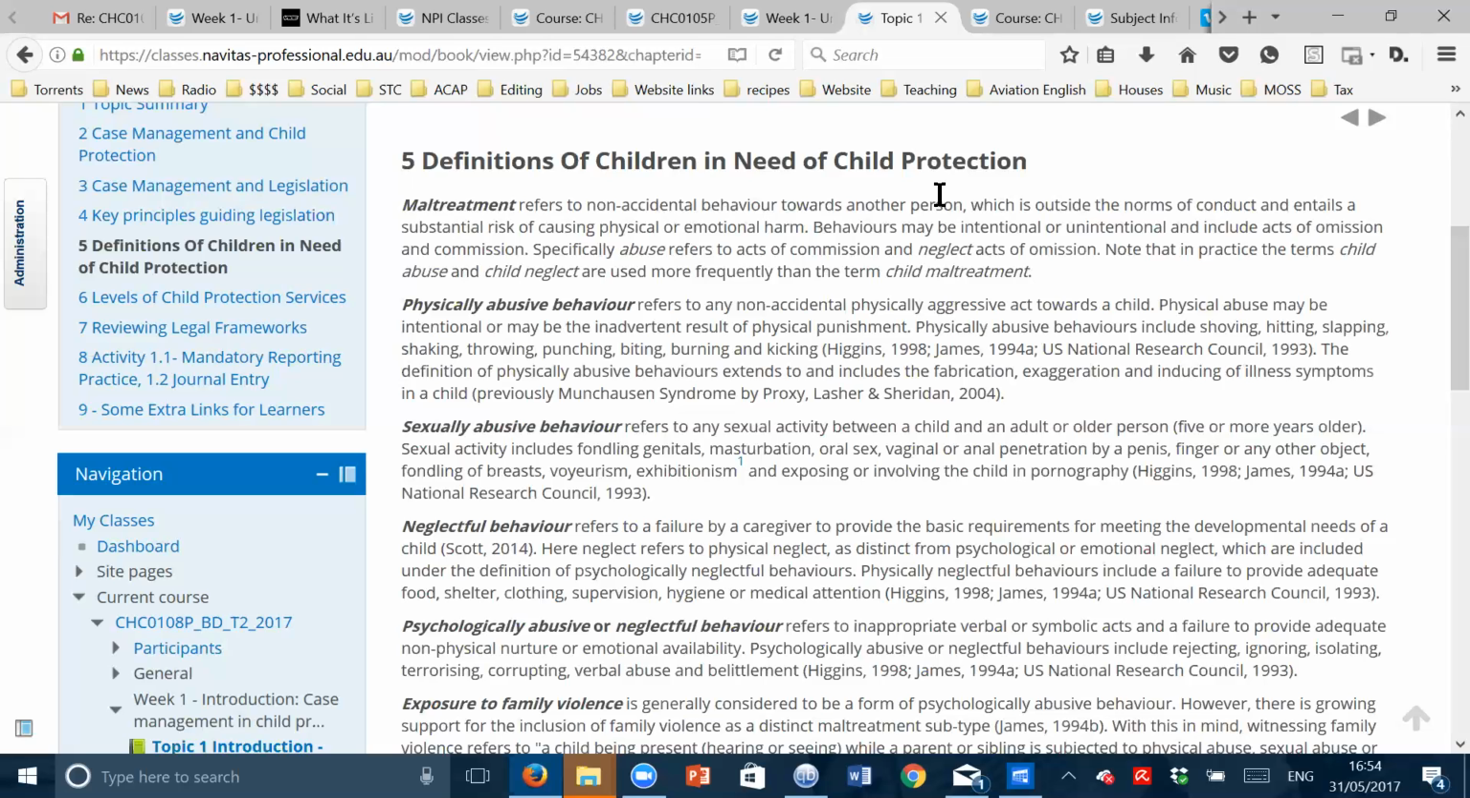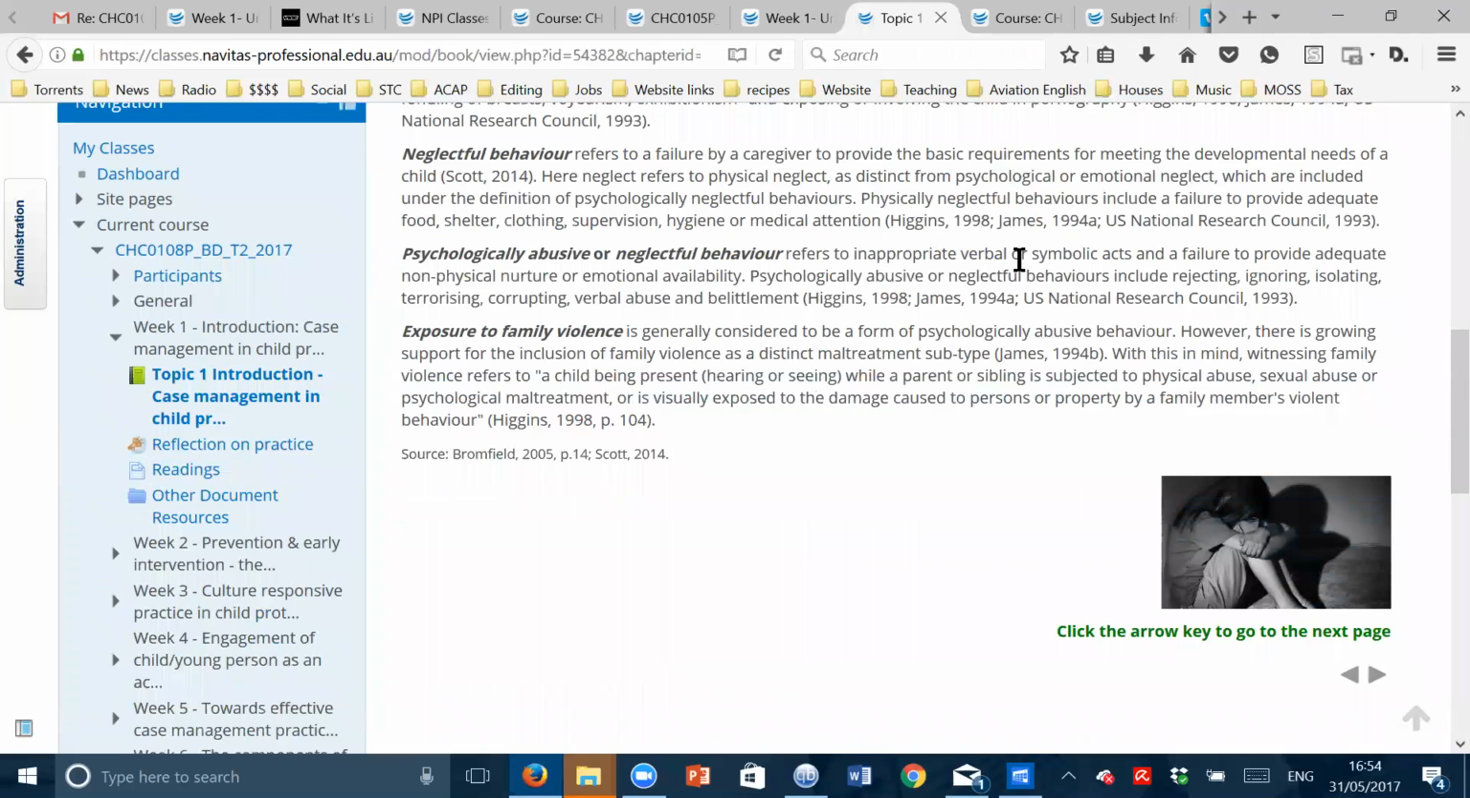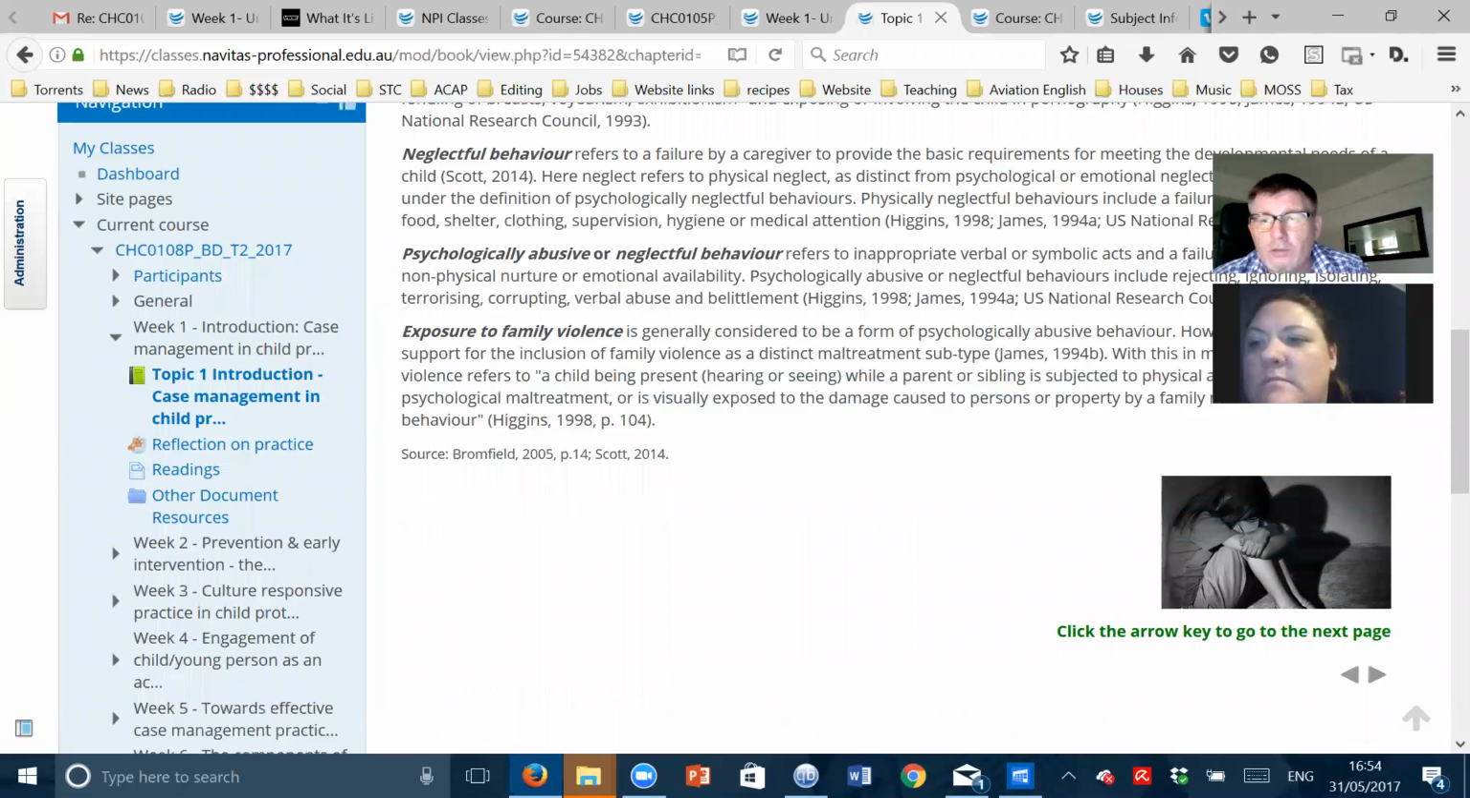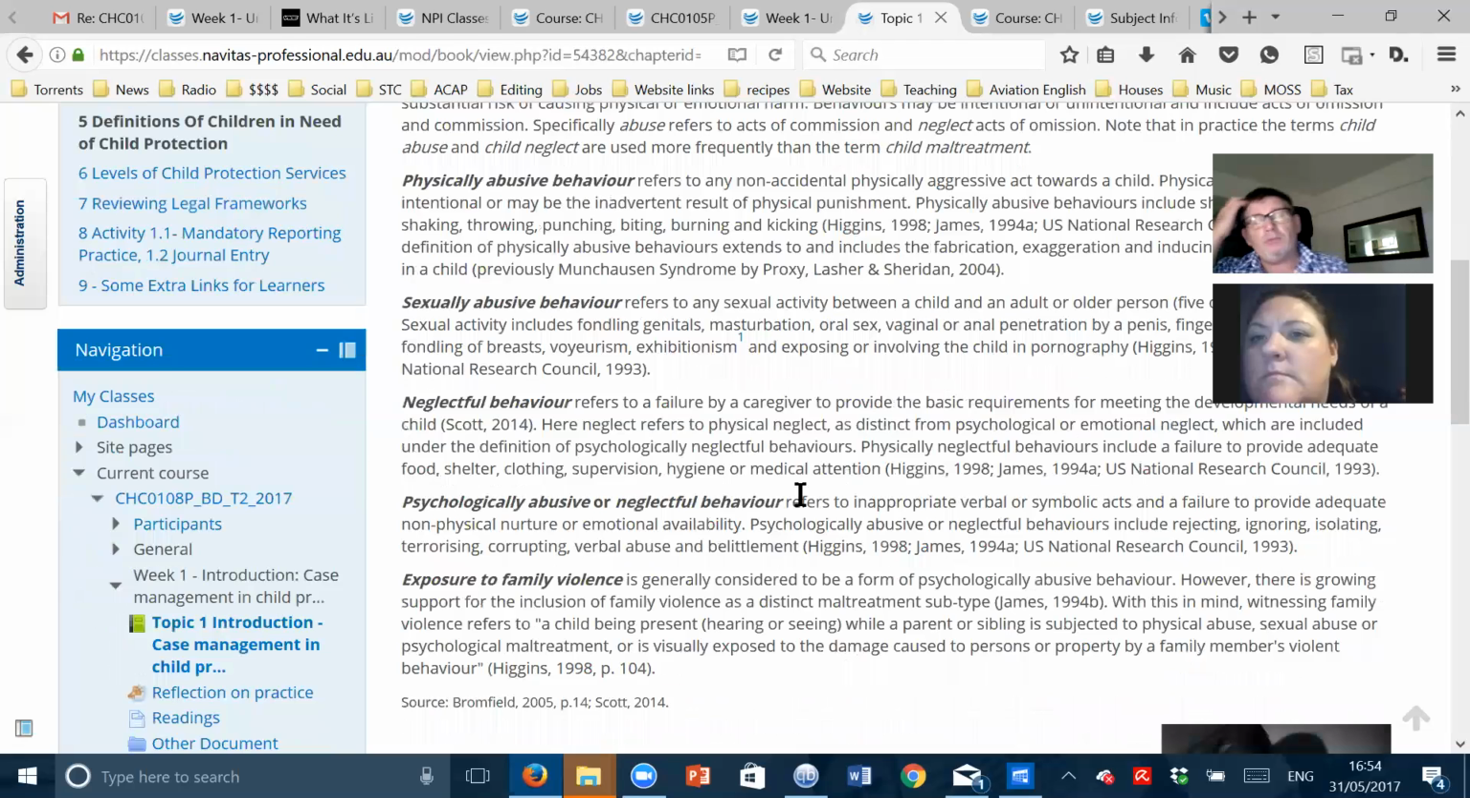And then exposure to family violence, the witnessing of family violence. Now, this is one that is often overlooked. Mum and dad punching on, not a problem. That's not me involved. So this is where we have a problem as well.